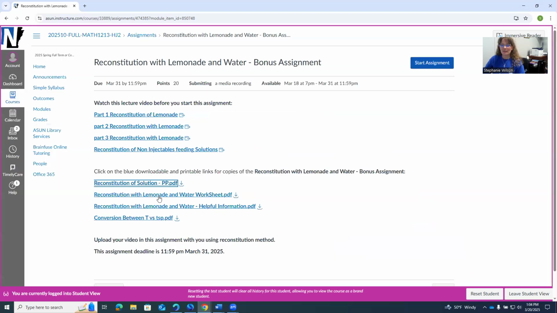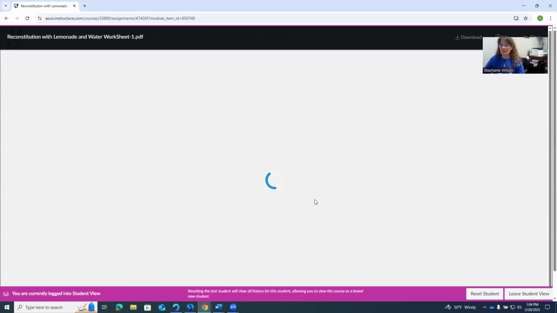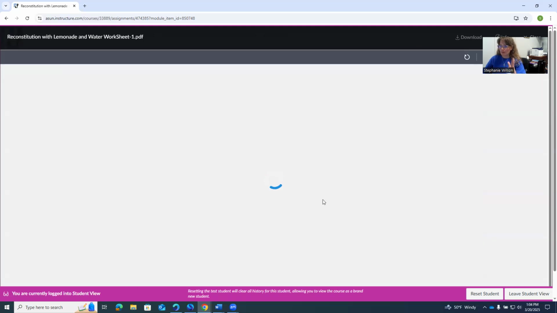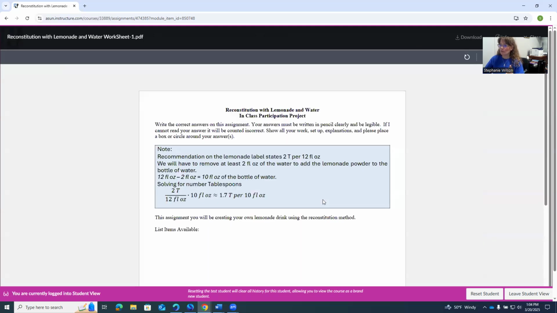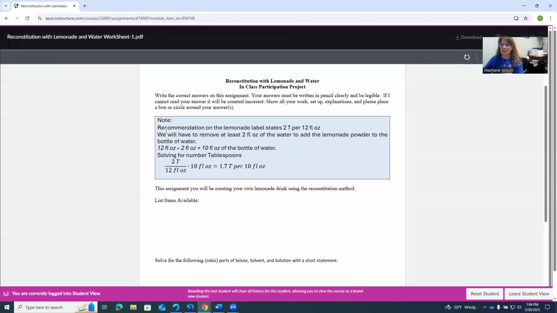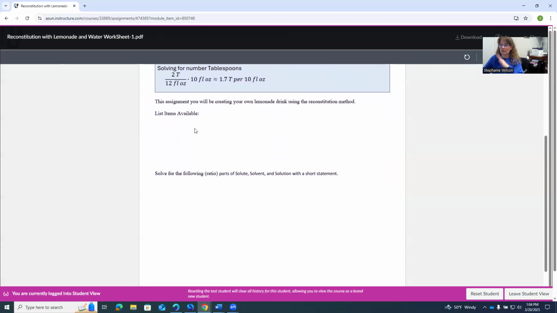This next one here is your actual paper that you're going to want to have when you're working it out. I was also very helpful to give you an example. If you dump out 2 fluid ounces, then you'll end up with 10, and how to find how many tablespoons that would be per 10 fluid ounces. So that was an example.